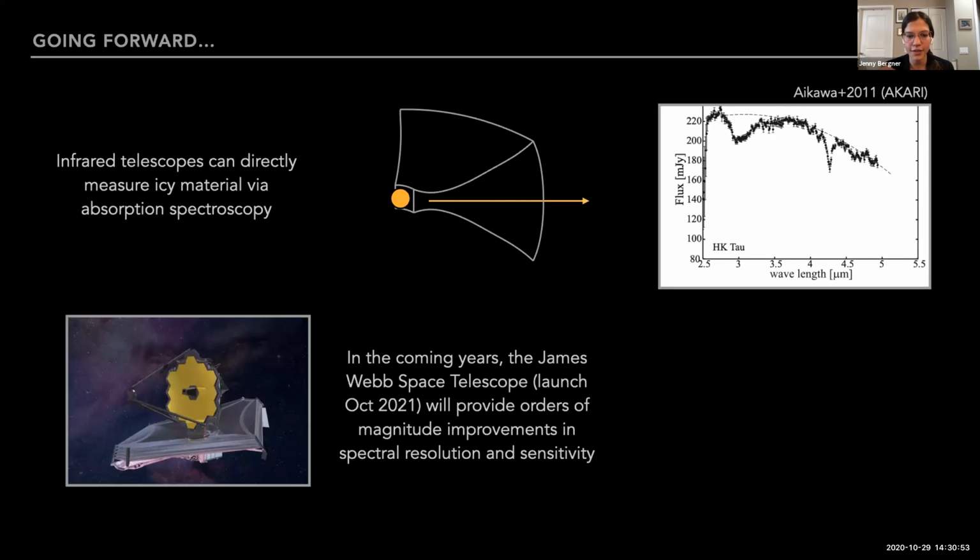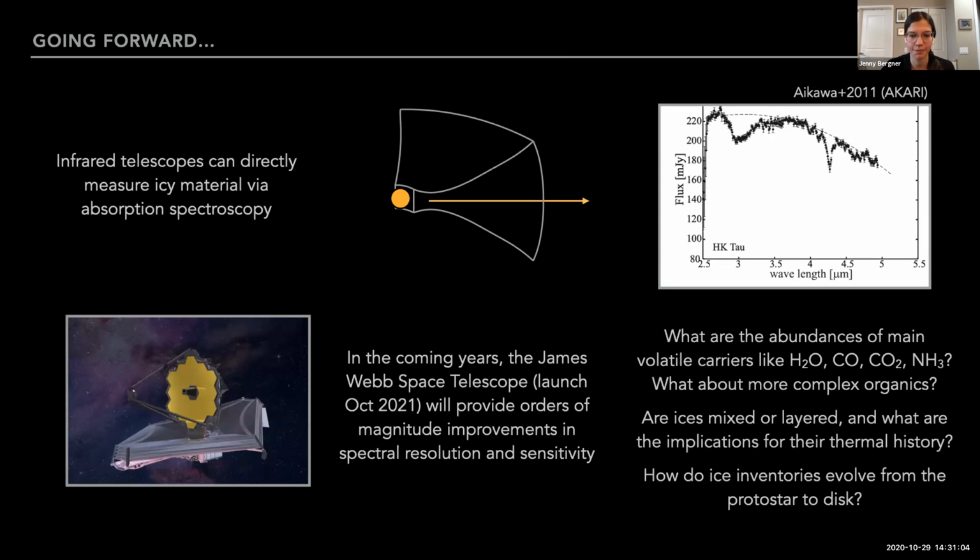So with the launch of the James Webb Space Telescope, coming in about a year from now, we're going to have huge improvements in the sensitivity and spectral resolution and get much better constraints on the ice compositions in disks. So we'll be able to answer questions like, what are the abundances of the main volatile carriers and how important are simple versus complex organics? Are the ices mixed or layered, and what are the implications for their thermal history? And how do ice inventories evolve in the evolution from protostars to protoplanetary disks?